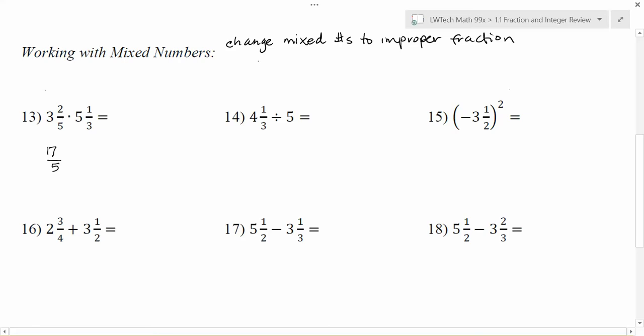If you want a little rule to remember, you're going to take the denominator of your mixed number, multiply it by the big whole number out front, and then add the numerator. So denominator times the big whole number plus the numerator will be our new numerator, our new top. And then we keep the denominator the same.